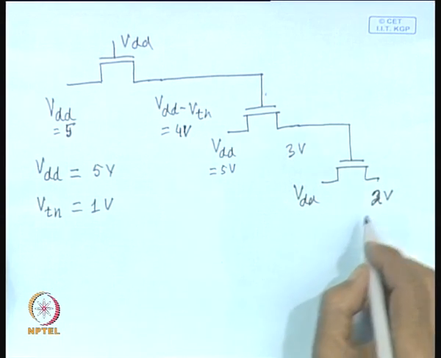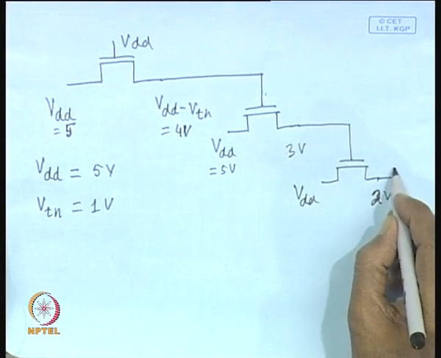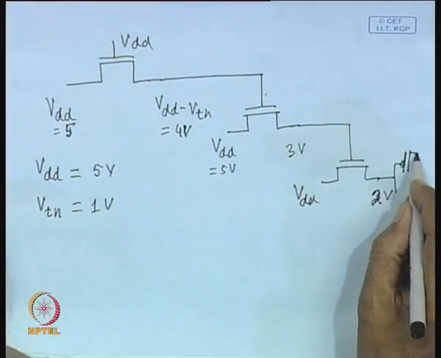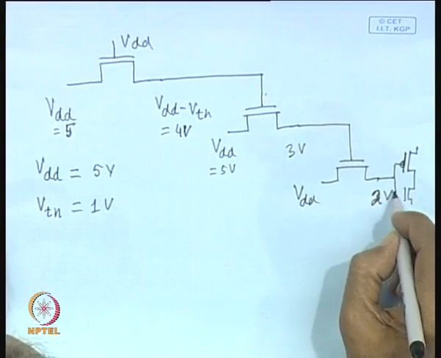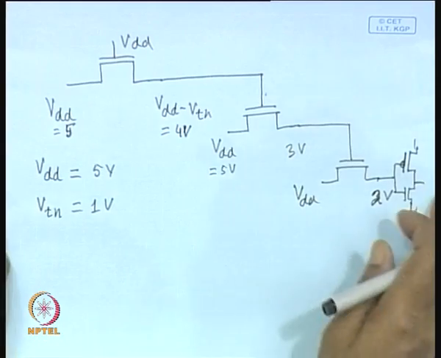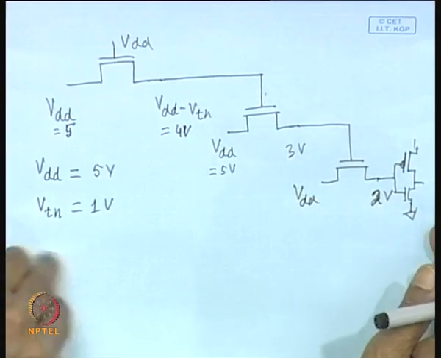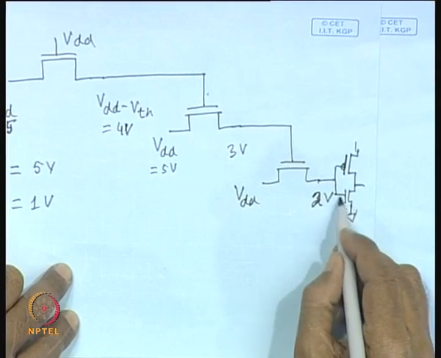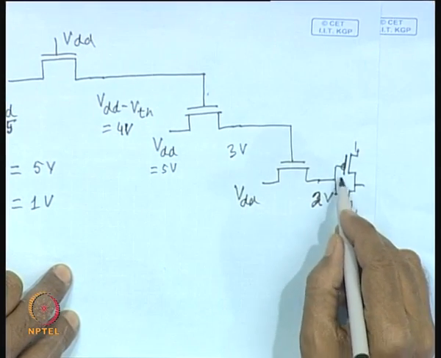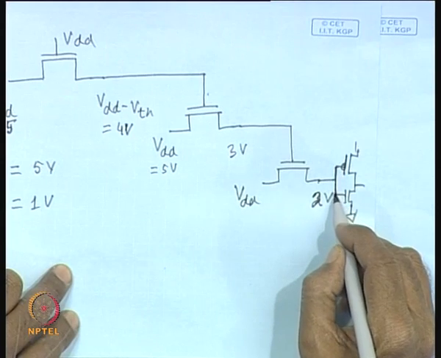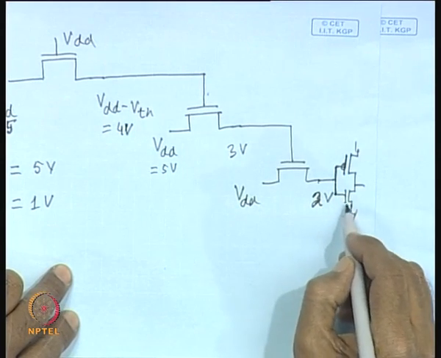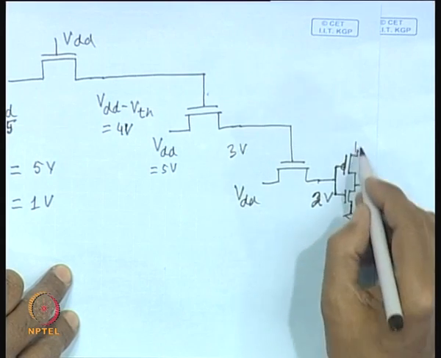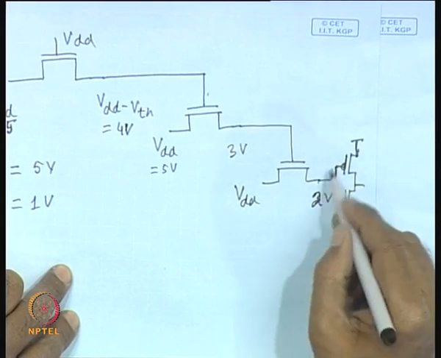Moreover, if it is driving, say, an inverter, then the drive that it will provide to this NMOS transistor will be quite low. Even if it is treated as a high level, the drive to this transistor will be quite low when the input is high, and as a consequence this will affect the switching characteristic of the device.